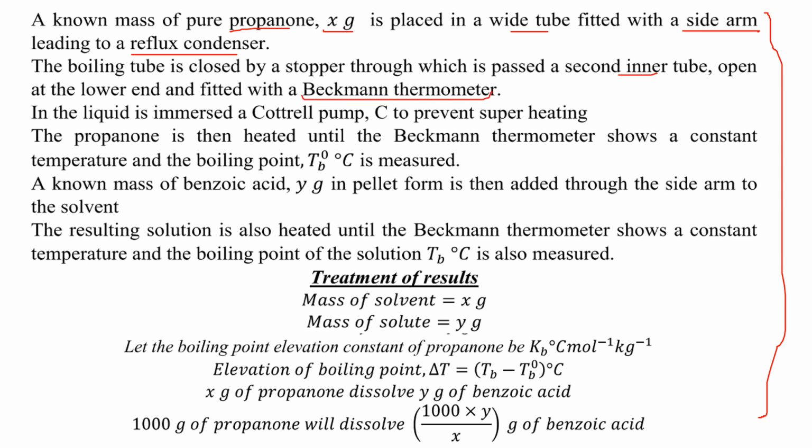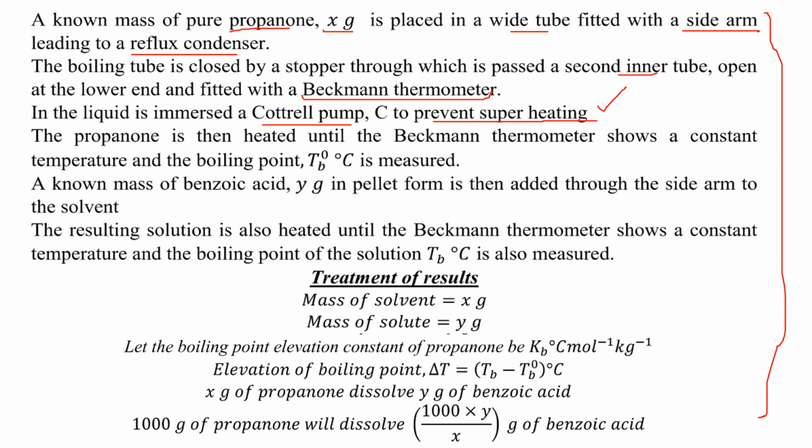Now, in the liquid, a Cottrell's pump is going to be inserted, and this is going to be used to prevent superheating. Because here, we are going to be involving heating, and we are going to be using platinum wire. So that's why that platinum wire is surrounded by a Cottrell's pump, and the purpose of a Cottrell's pump is to prevent superheating. For every point you give out in chemistry, make sure that you give out a reason attached to it.